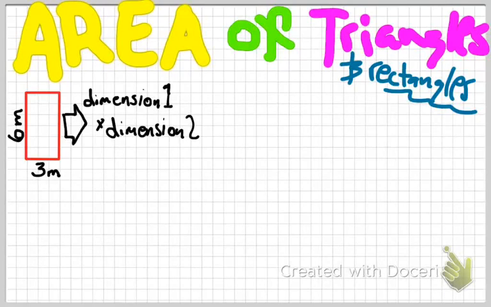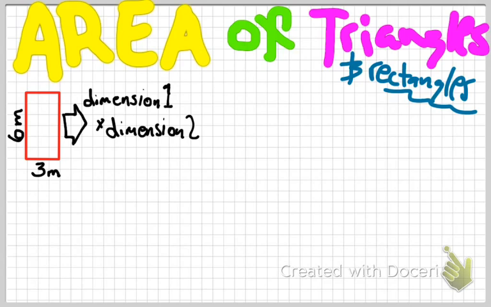Alright, so the first thing you want to think about when you're finding the area of triangles or rectangles is looking at the different dimensions. Now we could say length, width, or height, but that kind of changes on your perspective. So let's just call them dimensions.